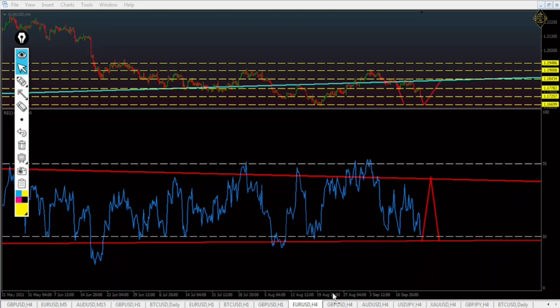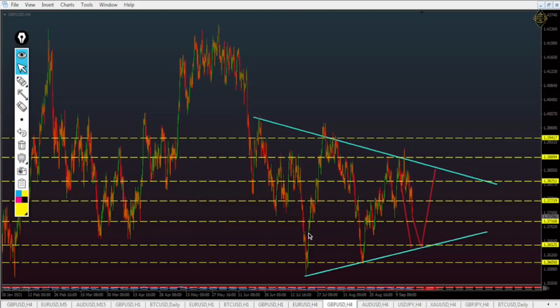So my friends, the other pair we got is the cable. And that one, I'll leave it here, that red line. I told you from that level it's going to fall down, and that's what happened. So you see, it came and touched the top of the triangle here. Then from there it fell down till here, more than 100 pips, my friend.